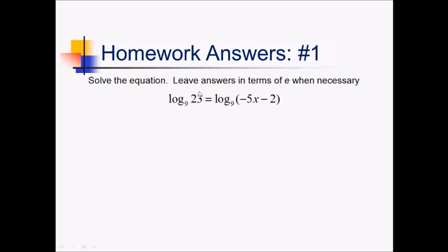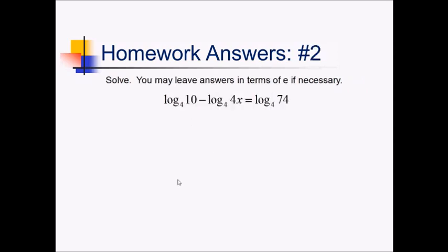So we can write 23 equals negative 5x minus 2. And then solving for x, we add 2 to the other side and divide by negative 5. That's going to be x equals negative 5. And just to make sure that this actually works, if we plug it back in, that's going to be, let's see, 25 minus 2. That's going to be a positive number. So we're not taking the log of a negative. Therefore, we are done.